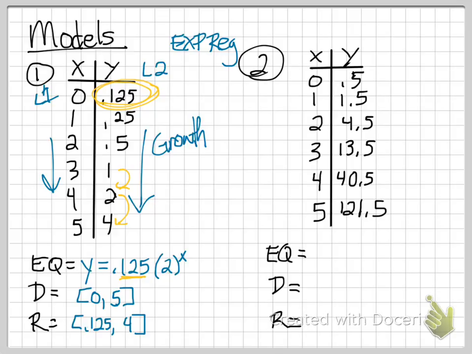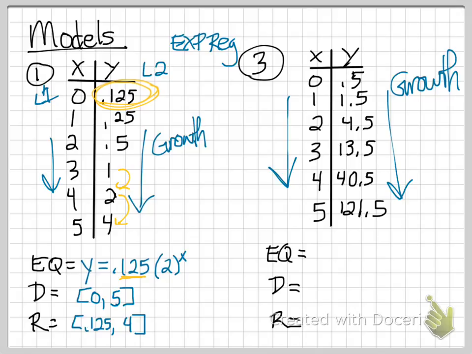Let's look at number 2. Actually, that's number 3. I'm going across instead of down. So let's look at number 3. Which direction am I going? Is it a growth or decay? Well, as x increases, y is increasing. That makes it a growth.